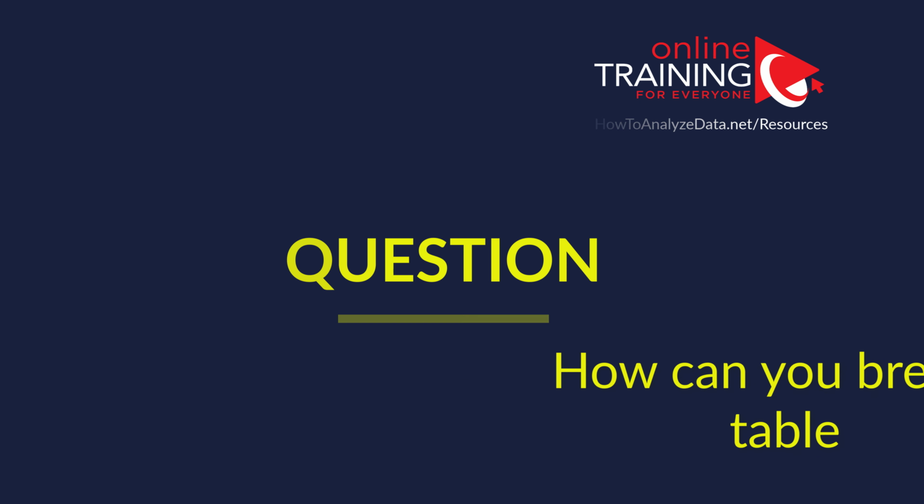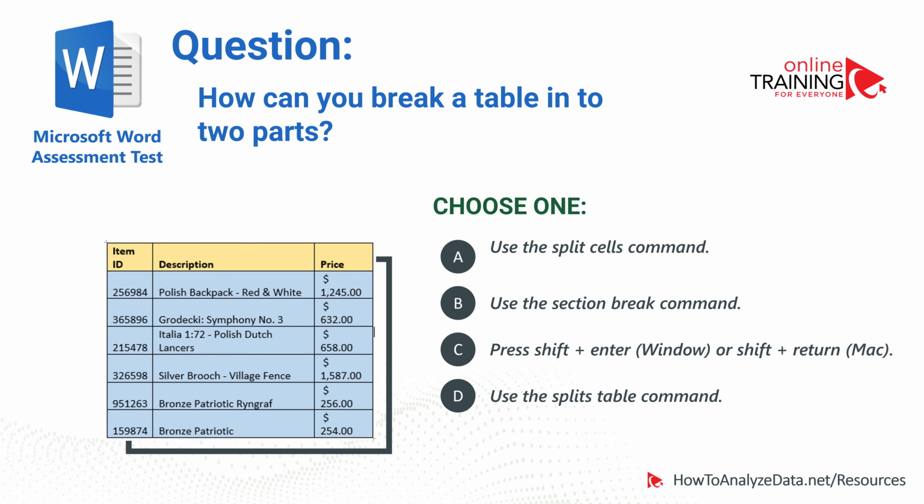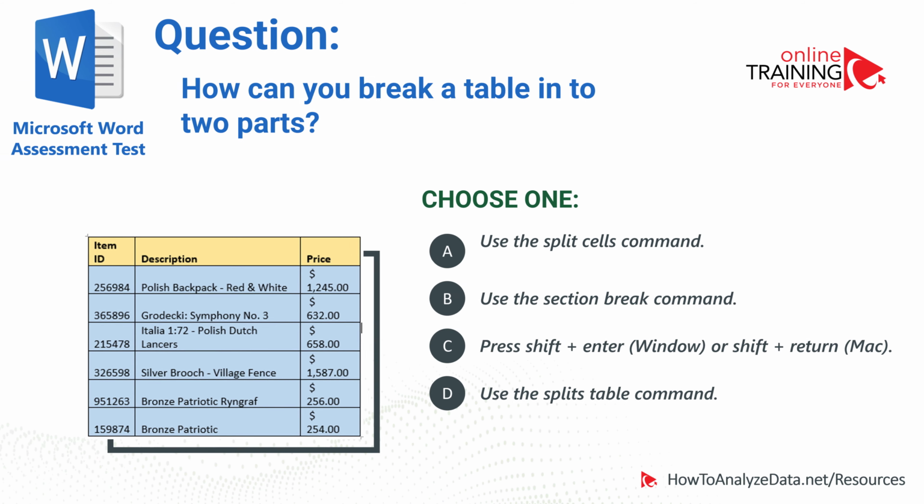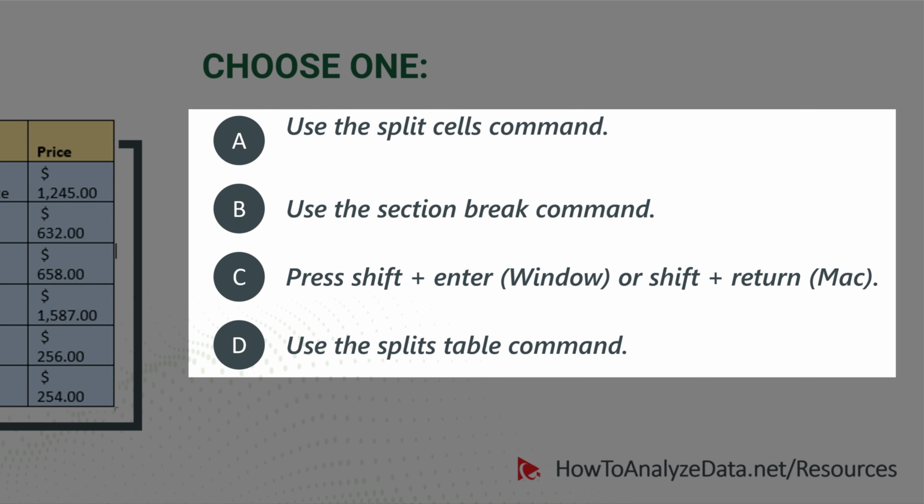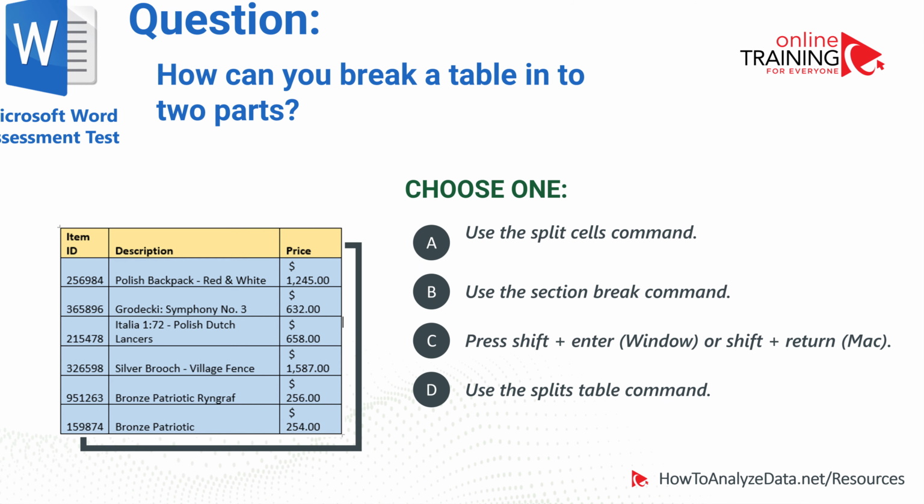Let's look at the very tricky Word assessment test question. How can you break a table into 2 parts? And there are 4 choices as usual. Use the split cells command, use the section break command, press Shift Enter on Windows or Shift Return on Mac, and choice D, use the split table command. Which one do you think is the right choice?